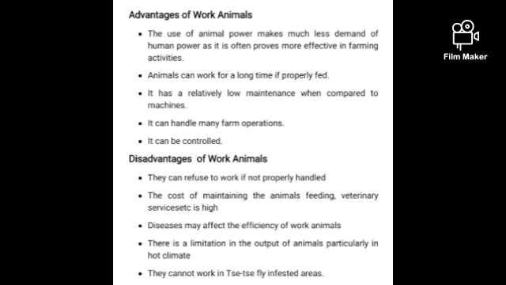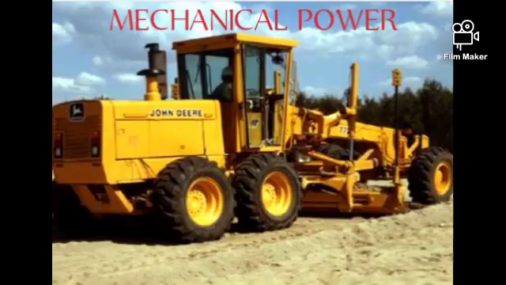Advantages of work animals: the use of animal power makes much less demand on woman power, as it often proves more effective in farming activities. Animal power can be controlled. It can handle many farm operations. Disadvantages of work animals: they can refuse to work if not properly handled. Disease may affect the efficiency of work animals.